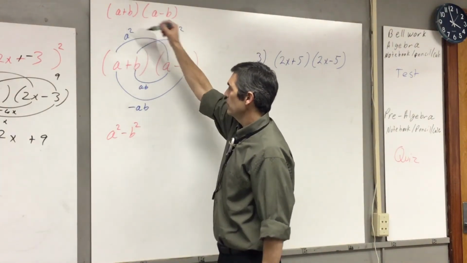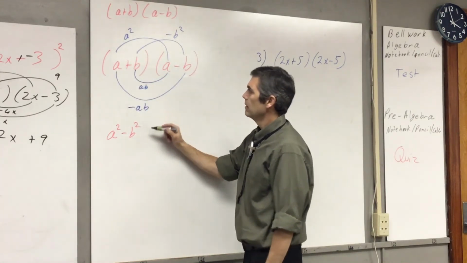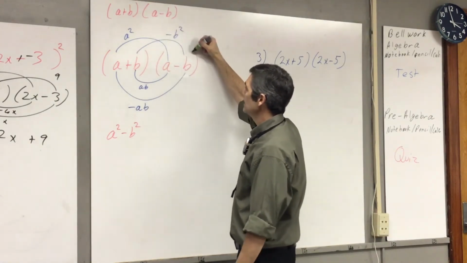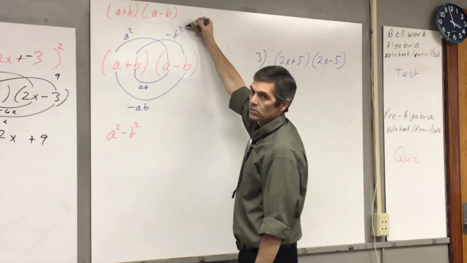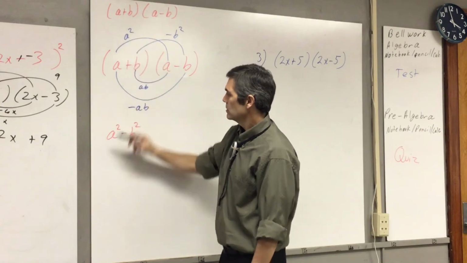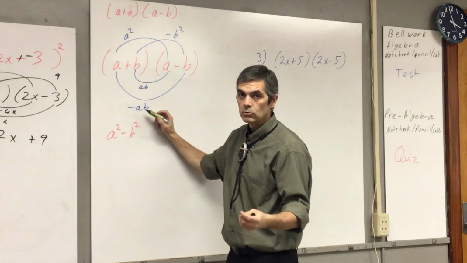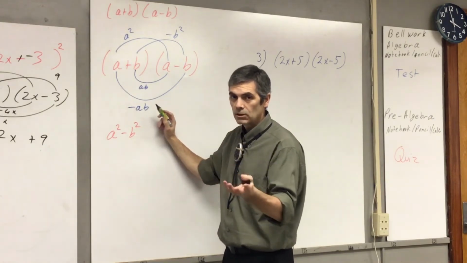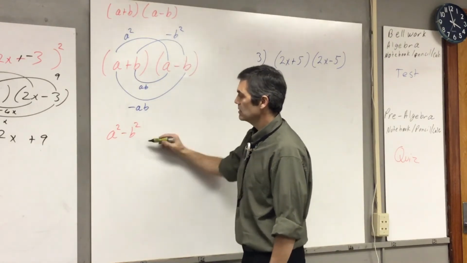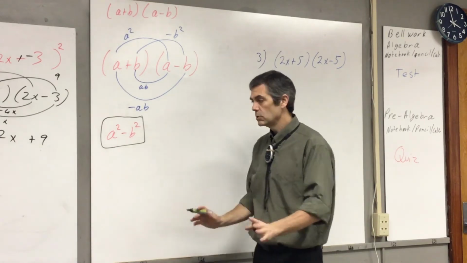A times A gets you A squared. A times negative B gets you negative AB. B times A gets you AB. B times negative B gets you negative B squared. Okay? And then you combine like terms. Well, A squared, AB and negative AB added together get you 0 AB, when 0 times any number gets you 0, so this cancels out right here. These cancel out. And then you have the negative B squared. So you end up with this right here. All right? That's what you're looking at.